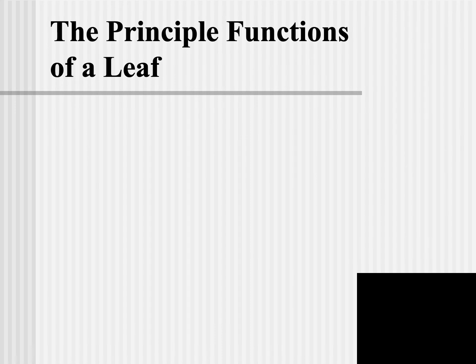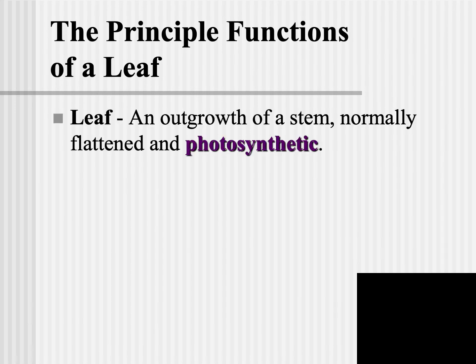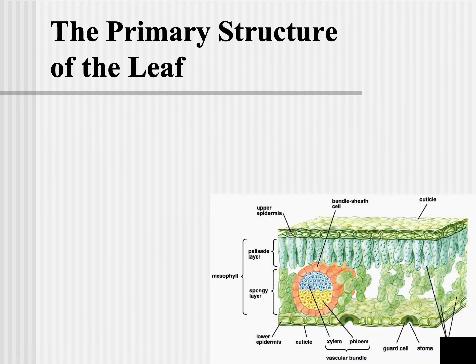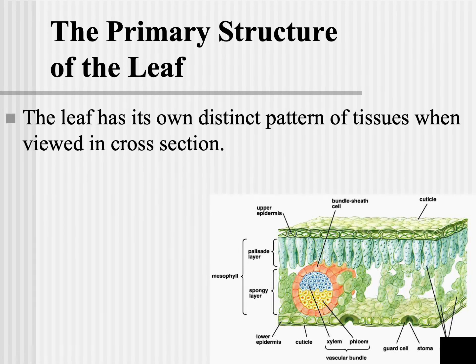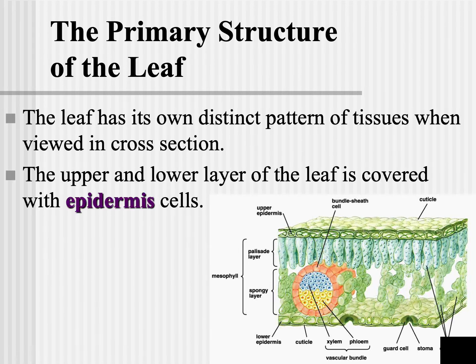Now we're going to talk about the leaf. The leaf has a principal function of photosynthesis. Typically, leaves are pretty flat and they grow outward from the stem of a tree. When we look inside a cross-section of a leaf, you're going to see very specific layers. So we have a distinct pattern in this cross-section. So let's take a look at this. We're going to go from the outer layer to the inner layer.